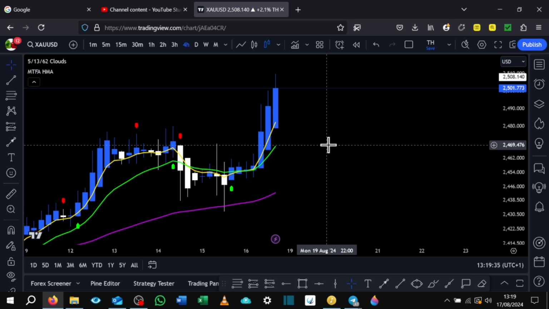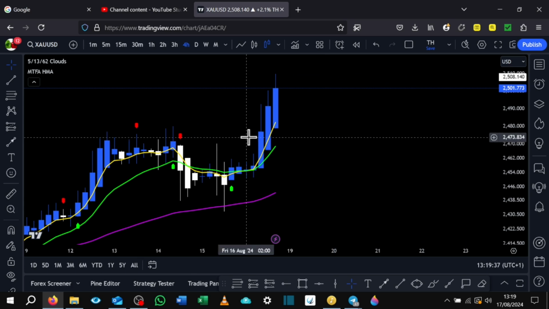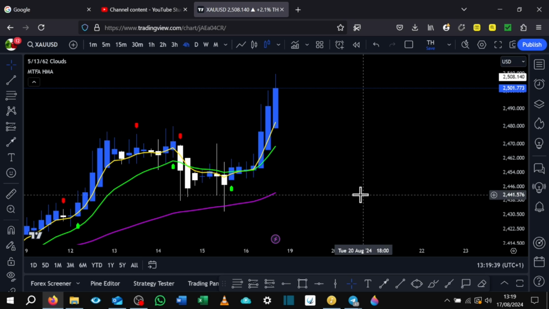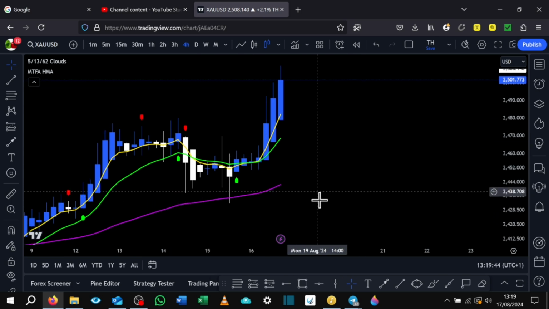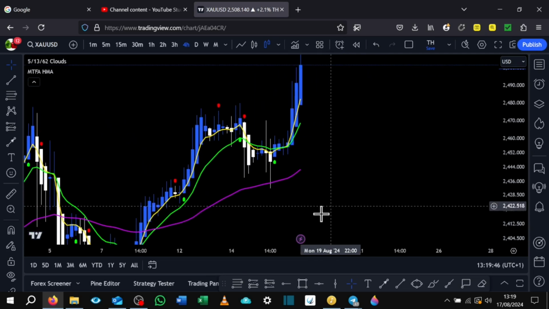The alerts all go off, so you don't have to stare at the charts all day. You just look at your phone whenever the alerts go off. Bullish because we're above the 62 EMA. Beautiful, beautiful trade on gold.